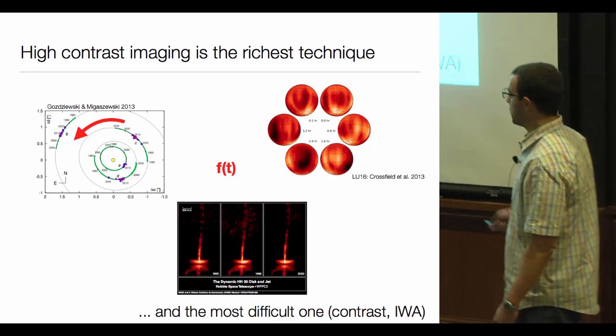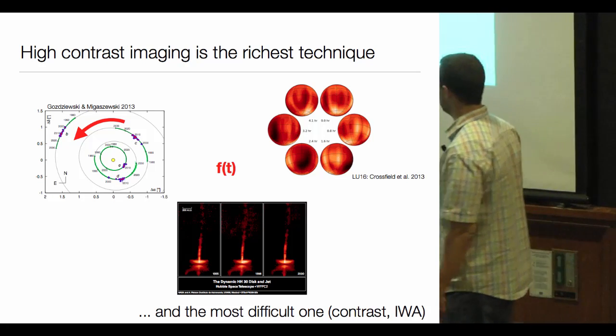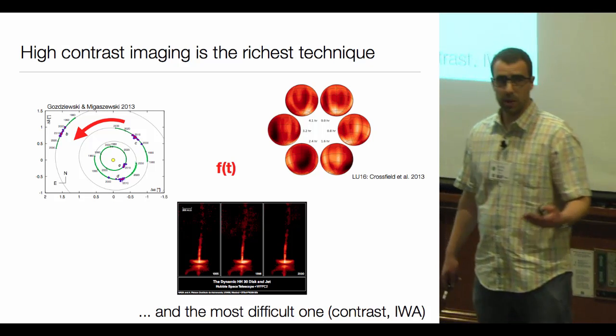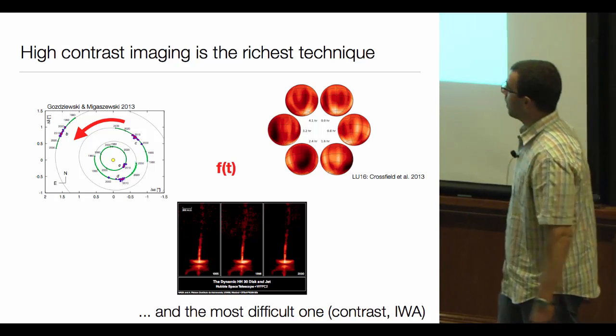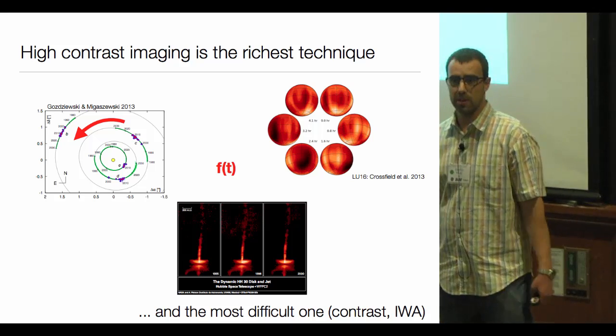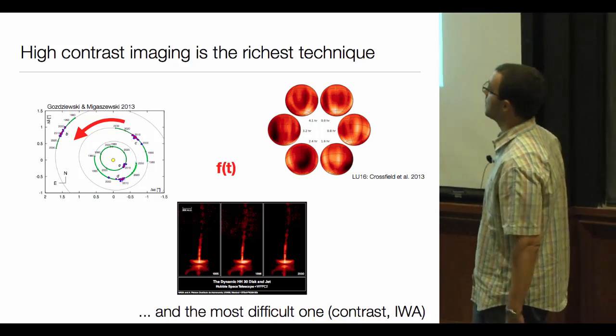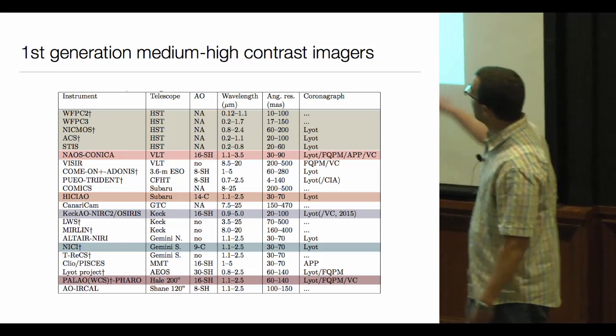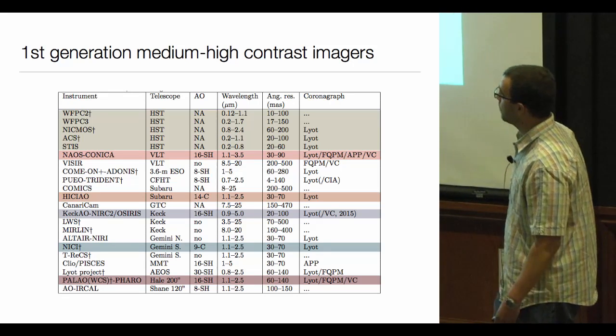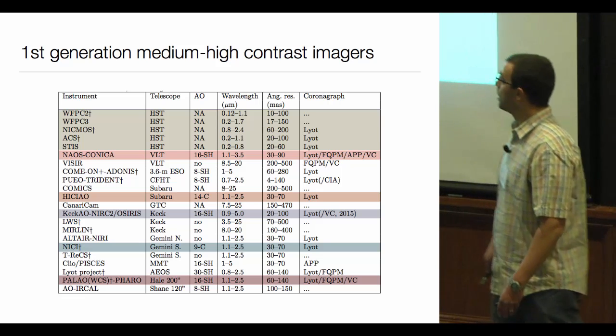For all these awesome reasons, high contrast imaging is the most difficult technique and probably the reason why it's coming so late to complete the big picture. So there have been many imagers out there that have started to do high contrast imaging without being designed specifically to do that. First, you have HST with a series of cameras.